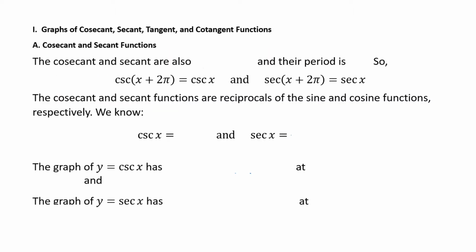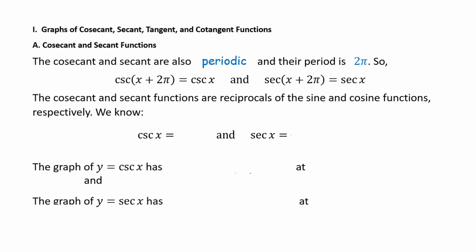Roman numeral 1, graphs of cosecant, secant, tangent, and cotangent functions. Part A, cosecant and secant functions. The cosecant and secant are also periodic, and their period is 2 pi. That means the cosecant of x plus 2 pi equals the cosecant of x, and the secant of x plus 2 pi equals the secant of x.